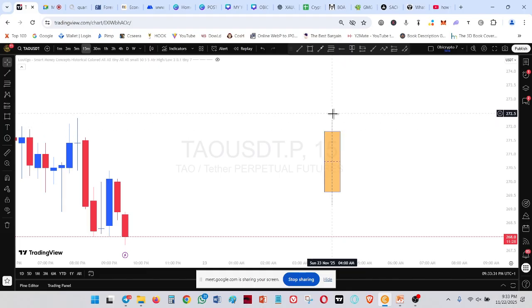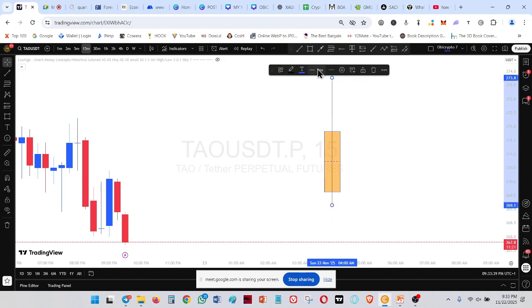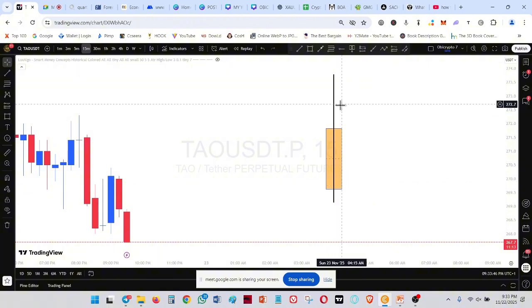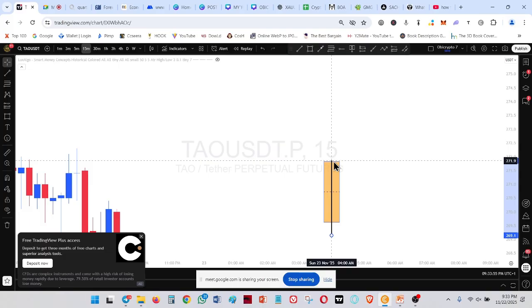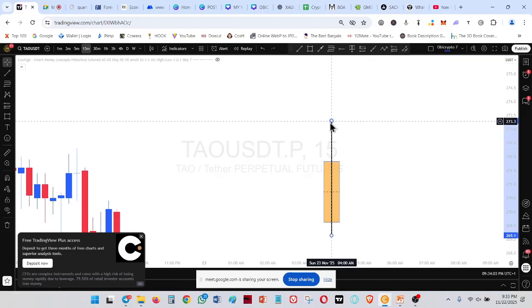It has a wick at the top, it has a wick at the bottom. Sometimes the wick at the top can be longer like this than the wick at the bottom. Let me make this line thicker. So sometimes you can have the wick at the top longer than the wick at the bottom. Sometimes you can have no wick at all. You can have something like this, no wick at the top and only a wick at the bottom. Sometimes you can have a wick at the top and no wick at the bottom.